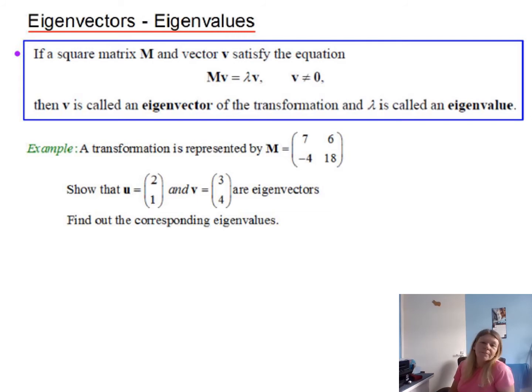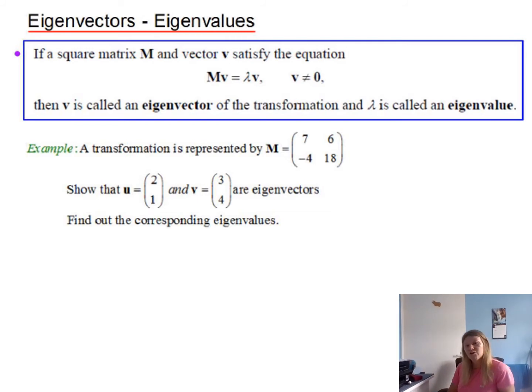Anyway, if a square matrix M and a vector v satisfy the equation Mv equals lambda v, where v does not equal 0, then v is called the eigenvector of a transformation, and lambda is called the eigenvalue. So this is related to what we're doing, really.